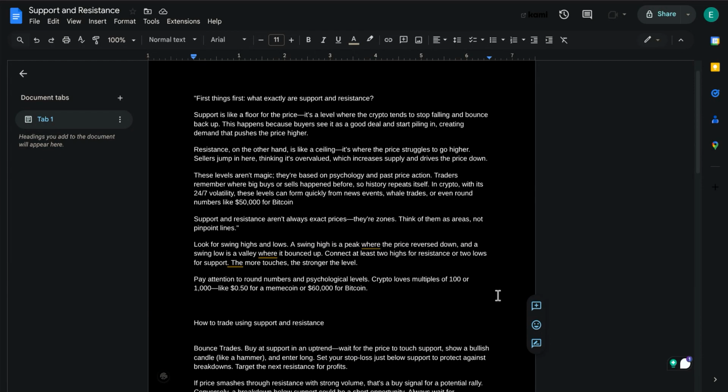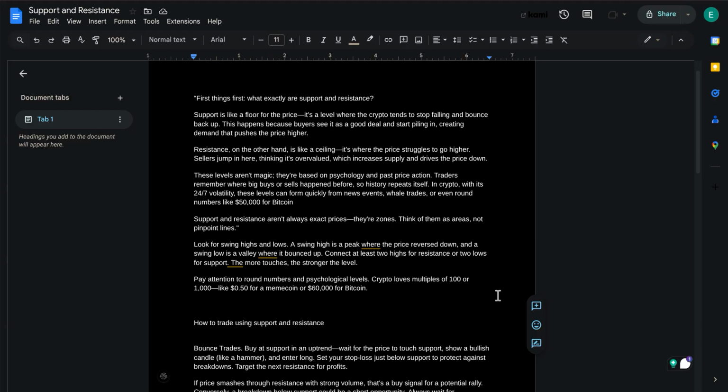What is exactly support and resistance? Support is like a floor for price. It's a level where the crypto tends to stop falling and bounce back up. This happens because buyers see it as a good deal and start piling in, creating demand that pushes the price higher. And resistance, on the other hand, is like a ceiling. It's where the price struggles to go higher. Sellers jump in here thinking it's overvalued, which increases supply and drives the price down.